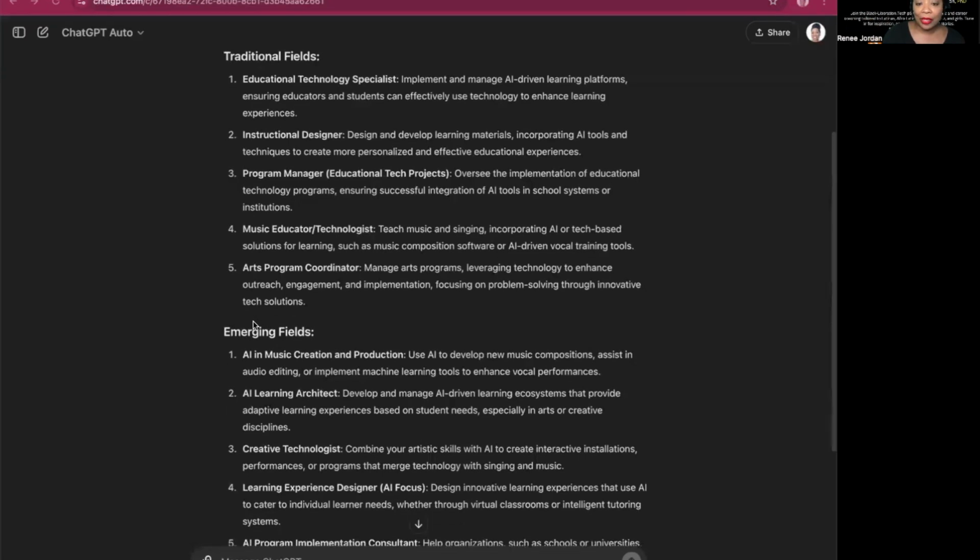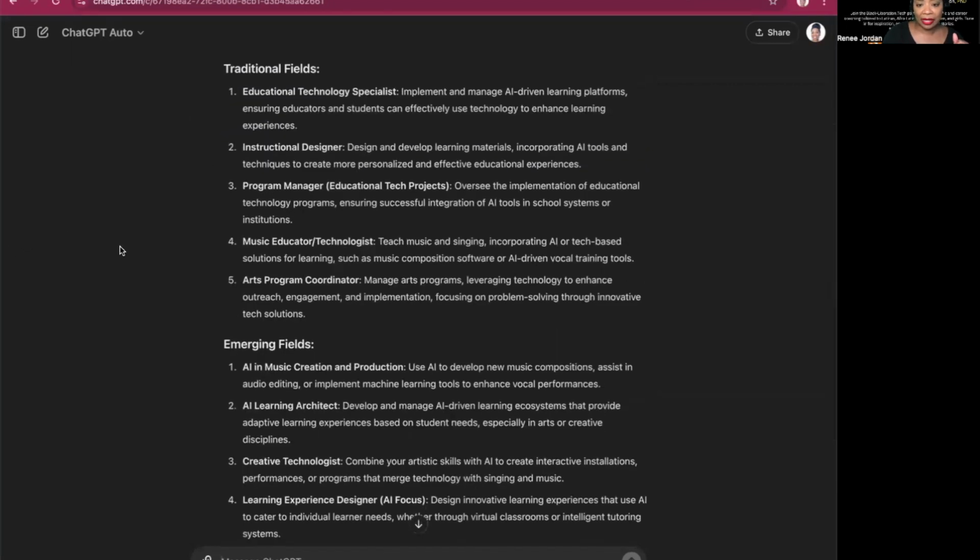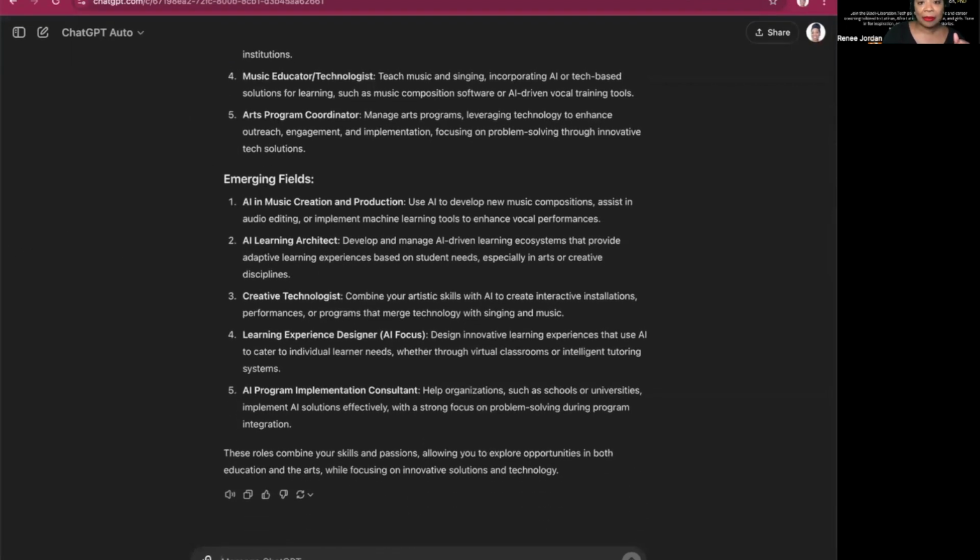Okay, now that was the traditional fields. Let's take a look at the emerging fields. In the emerging fields, it says AI in music creation and production. Use AI to develop new music compositions, assist in audio editing, or implement machine learning tools to enhance vocal performance. AI learning architect. Develop and manage AI-driven learning ecosystems that provide adaptive learning experiences based on student needs.